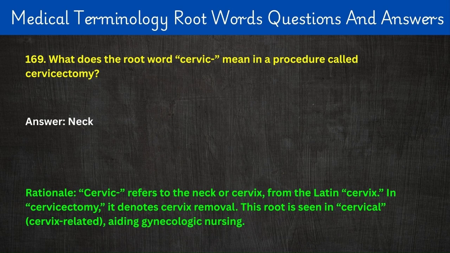169. What does the root word cervic- mean in a procedure called cervicectomy? Answer: neck. Rationale: Cervic- refers to the neck or cervix, from the Latin cervix. In cervicectomy, it denotes cervix removal. This root is seen in cervical, cervix-related, aiding gynecologic nursing.